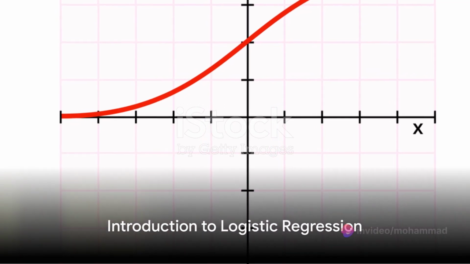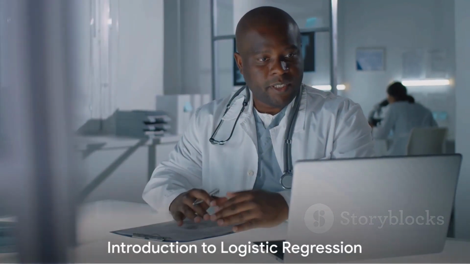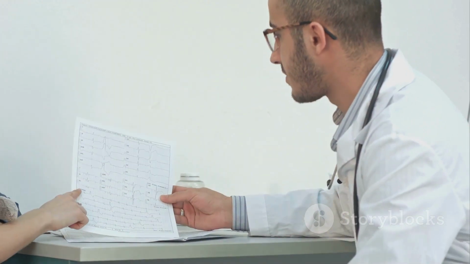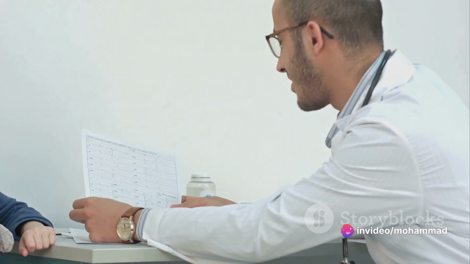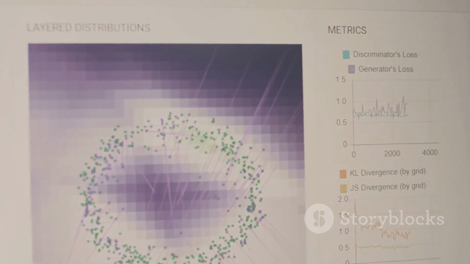Ever wondered how your email service knows which email to flag as spam, or how medical professionals predict the likelihood of a certain disease? The answer often lies in a machine learning technique known as logistic regression. Logistic regression, despite its name, is not a regression model, it's a classification model.